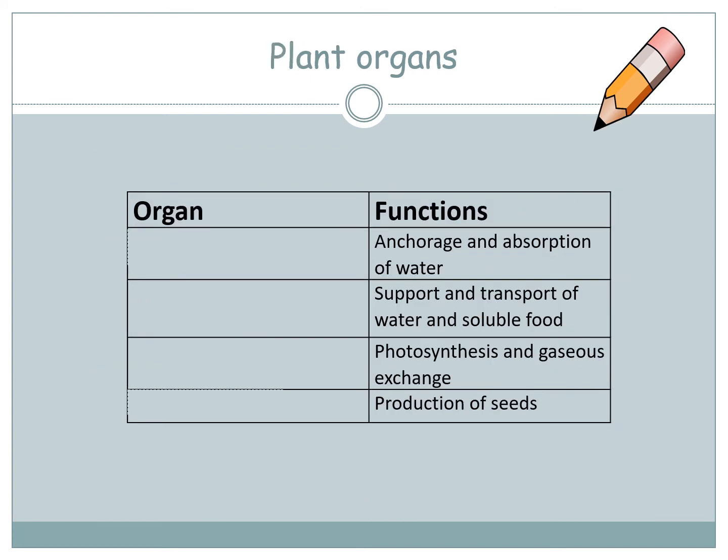Animal cells are not the only thing with organs. Plants have organs too. So pause the video and see if you can write down what organ would go with what function. So the root provides anchorage and absorption of water. The stem supports and transports water and soluble foods. The leaf is where photosynthesis and gaseous exchange happens. And the flower is involved in the production of seeds. So well done if you managed to get that correct.